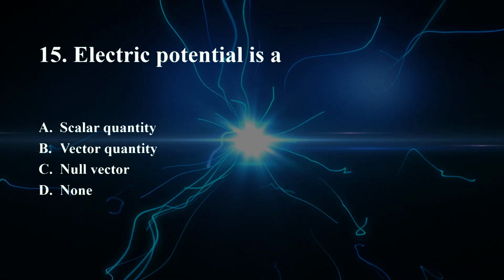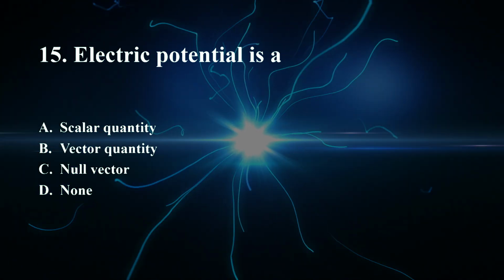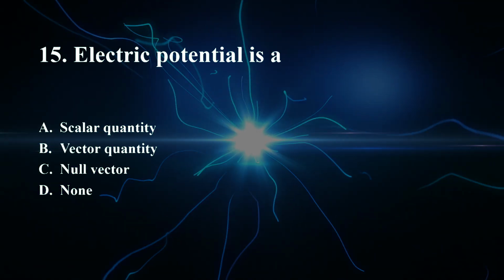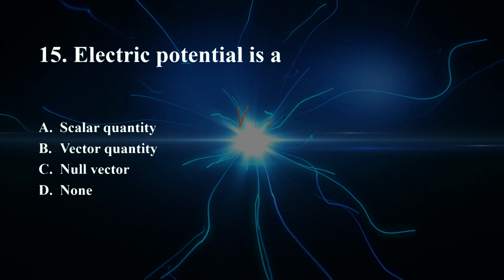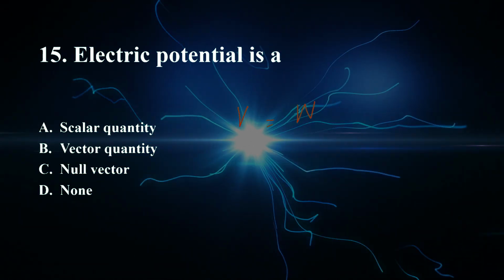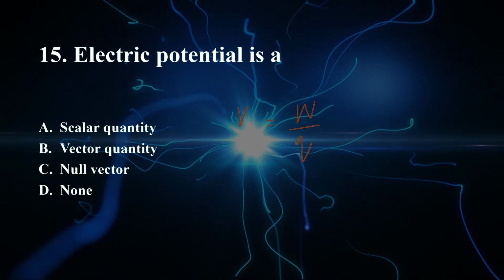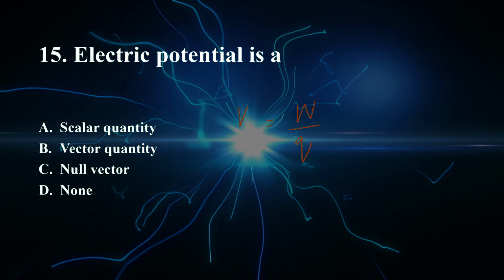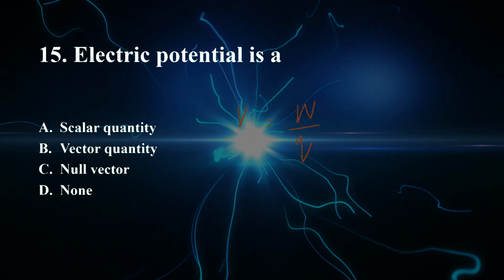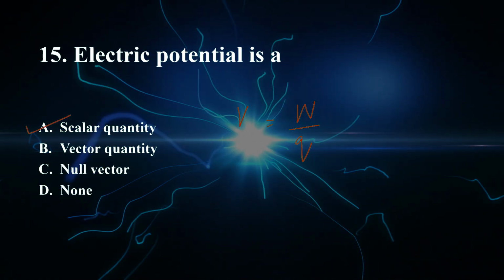Okay, so electric potential is a scalar quantity, vector quantity, null vector, or none. According to the definition of electric potential, it is the ratio of work done per unit charge, and we know that work done is a scalar quantity and charge is also a scalar quantity, so the electric potential will be a scalar quantity.